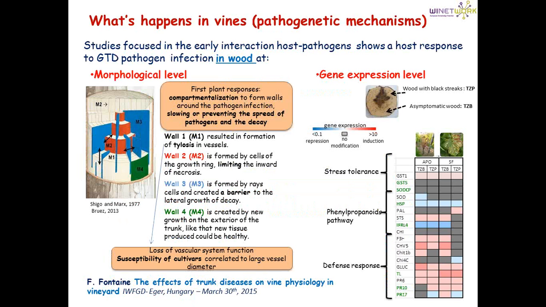Again, what happens in vine in relation, for instance, to pathogenic mechanisms. Some researchers focused on cell-level studies to understand the early interaction between host plant and pathogen. These studies show that the host plant tries to defend itself from pathogen invasion by isolating it in infected vessels. But the result is that these xylematic vessels lose their function, and if the attack is strong, the plant can suffer and at last can die. At genetic level, the presence of the pathogen induces the expression of genes related to defense response.